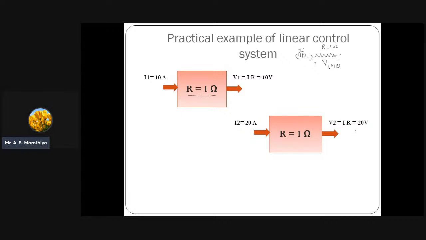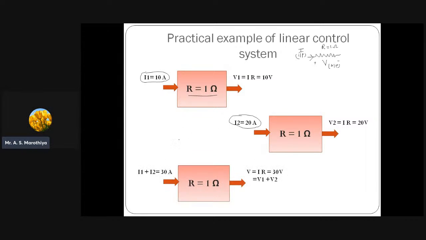Now in case 3, what we need to do is add these two inputs simultaneously. So we need to add I1 and I2, and the addition of these two we are going to provide as an input to this particular system. If you provide the addition of I1 and I2, so 10 plus 20, this is going to be 30. So 30 into R is going to generate some response which is nothing but V, I into R, which is going to be 30 volt. Now this 30 volt I can bifurcate as 10 plus 20. Now this 10 is V1 and 20 is V2. So this is V1 plus V2. Hence this is going to obey the additive property, because I told you that additive means what?